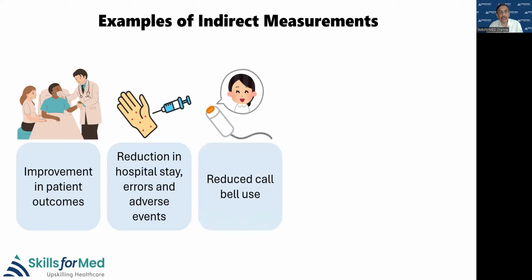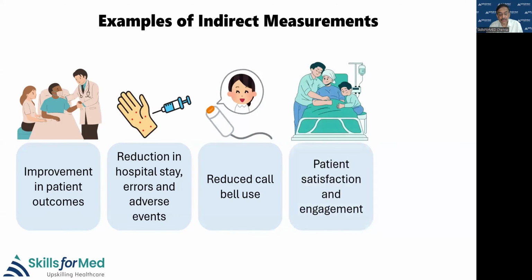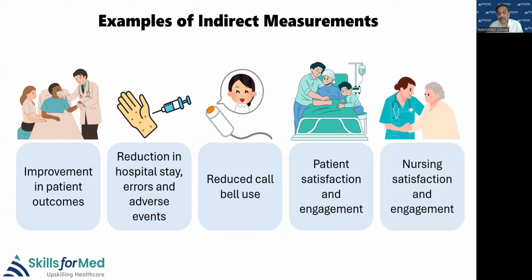If you do the rounds efficiently, as we will look into in the next part of my talk, it will reduce the call bell use, and lead to patient satisfaction and engagement. Very importantly, it leads to nursing satisfaction and their engagement in the rounds. So you could measure all of these or any one of these and use it as a proxy, that is an indirect measurement of rounds. You can't tell 100% it is because of the rounds, but all of them put together is the net effect of doing efficient rounds.